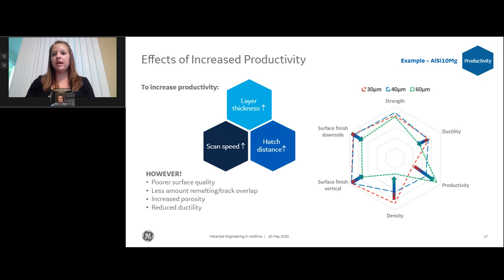You can see a significant decrease in density and an increase in vertical surface roughness, so a decrease in quality of the surfaces on both the vertical and the downside surfaces, and a decrease in ductility. However, your productivity goes way up. So if there is an application where mechanical integrity is not quite as important, but you do need to produce something very quickly, this is where balancing these requirements based on the application comes into play.